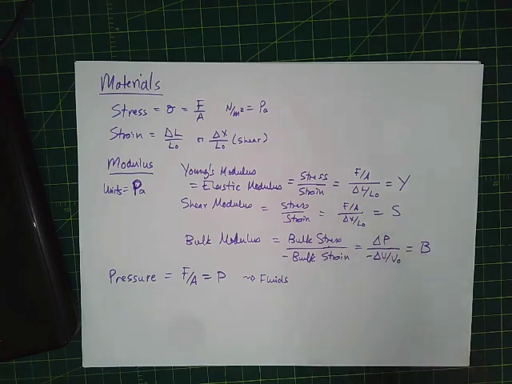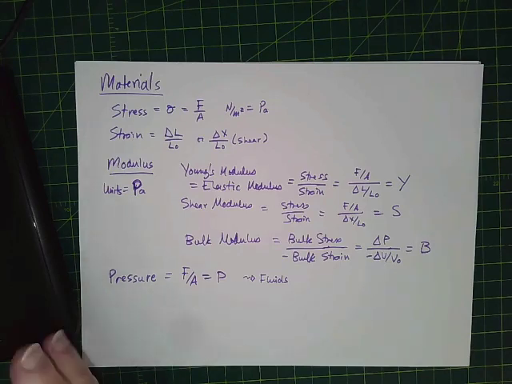Different materials, like iron or steel or whatever, will each have their own shear modulus, elastic modulus, and bulk modulus. All right, so in general, stress over strain.